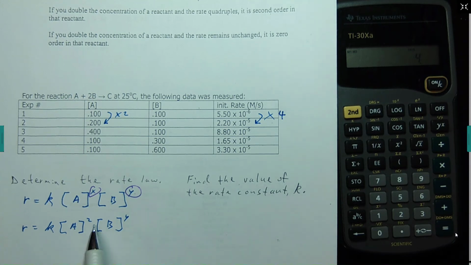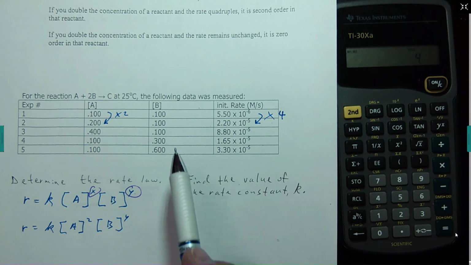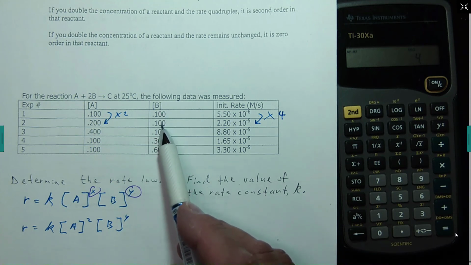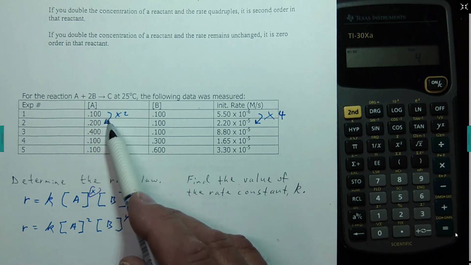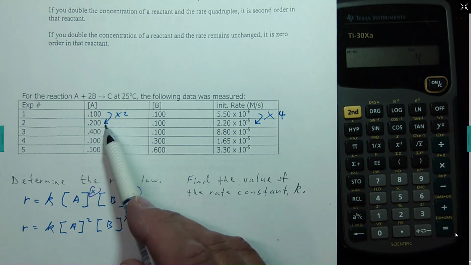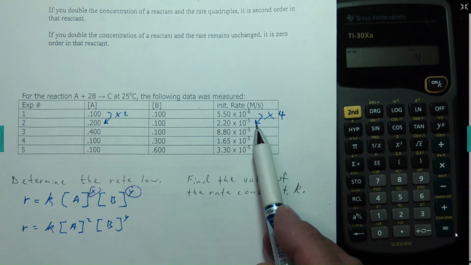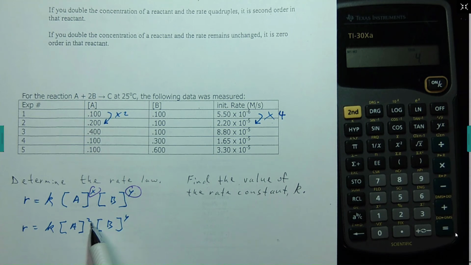So again, the way I got this, I picked 2 trials where B is not changing. I want to see what's the effect on the rate of the concentration of A. I doubled the concentration of A. I quadrupled the rate. It's second order in A.